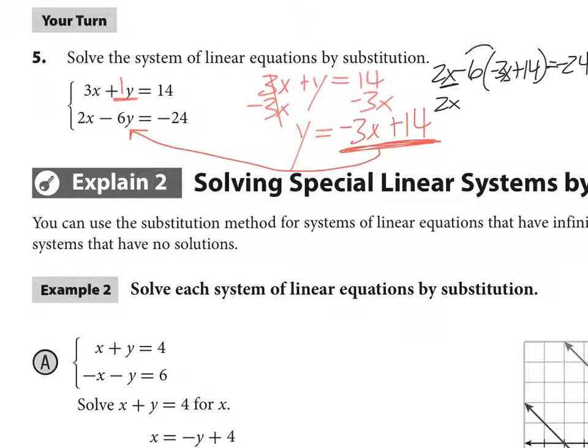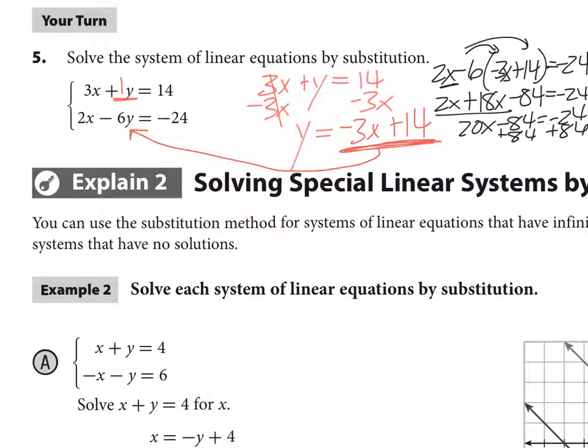So I have 2x, distribute your negative, pay attention to signs, negative times negative is a positive 18x, negative times positive is a negative 84 equals negative 24. Combine your like terms, 20x minus 84 equals negative 24. Add 84 to both sides. So when I do that, I get 20x equals 60. Divide both sides by 20. And now we get x is 3.